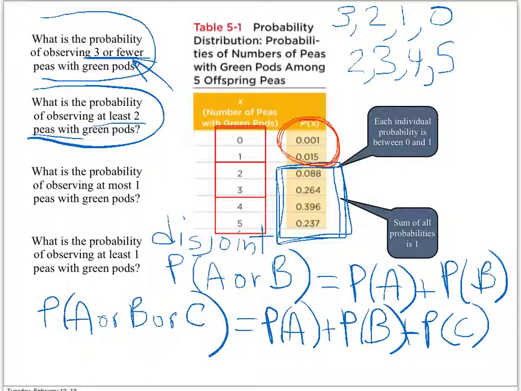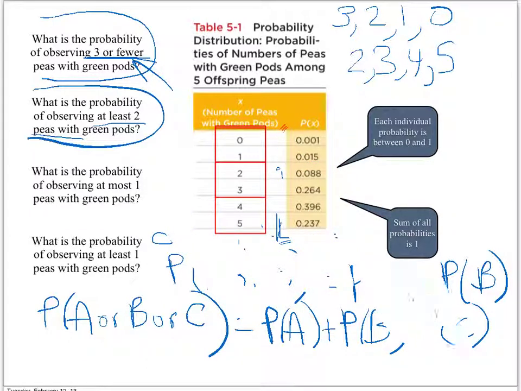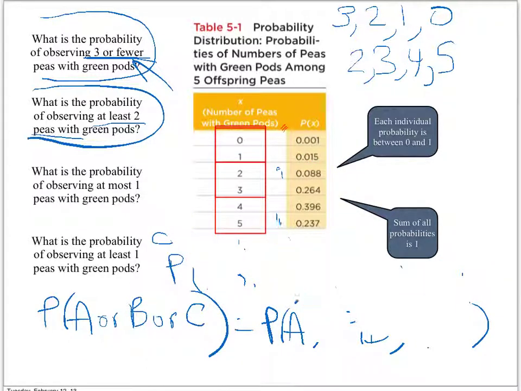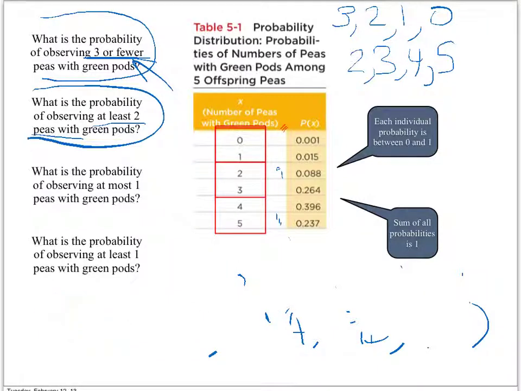In fact, when you get to the next question, let me erase some of this stuff to clear it off. When you get to the next question, you see that, in fact, using that complement rule is an easier way to do this problem. So let's look at this one. The probability of observing at most 1 pea with green pods. At most 1 means 1 is the most. Oh, so I suppose it's not this one that I want to do the rule of complements for. Let's see what at most 1 means.